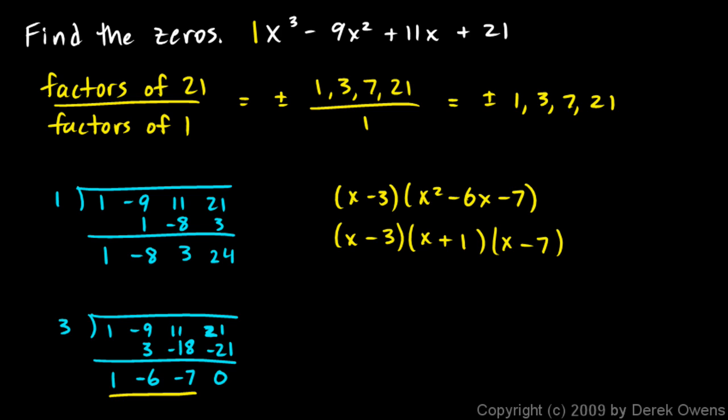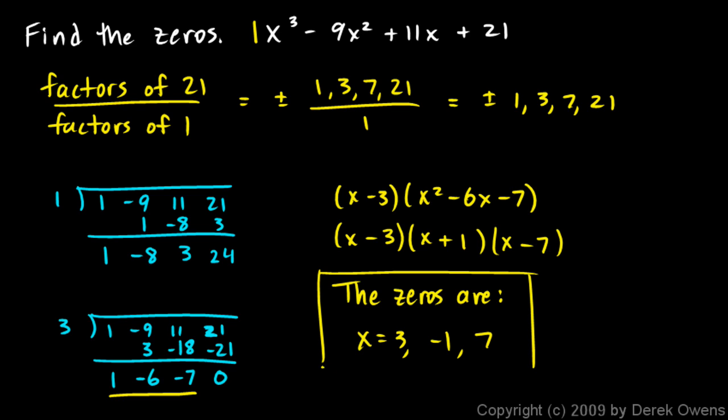So we're told not to find the factors, which we just found, but to find the zeros. So the zeros are, and you can just read them off basically from each factor. x equals 3, x equals negative 1, and x equals 7. So that's the answer.